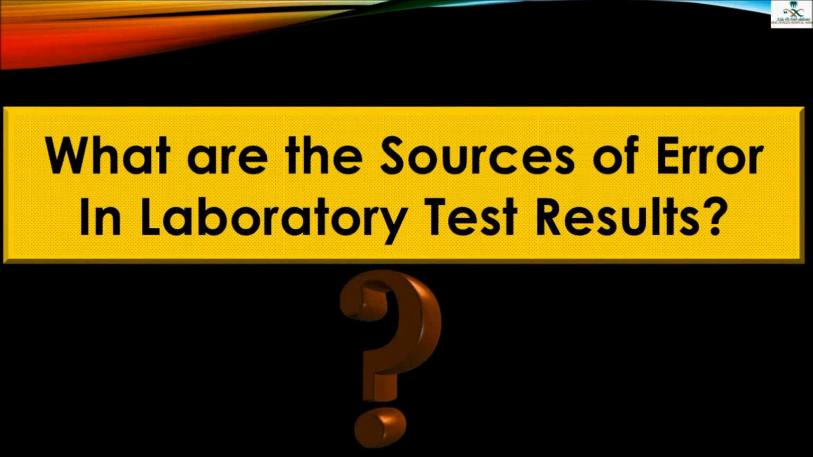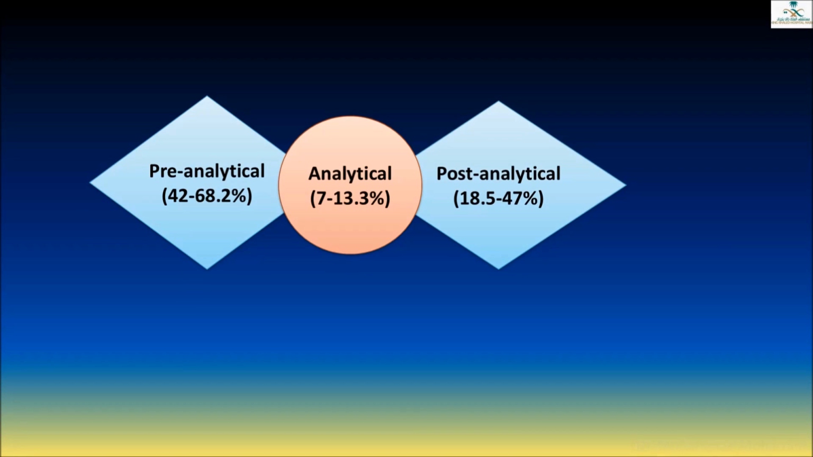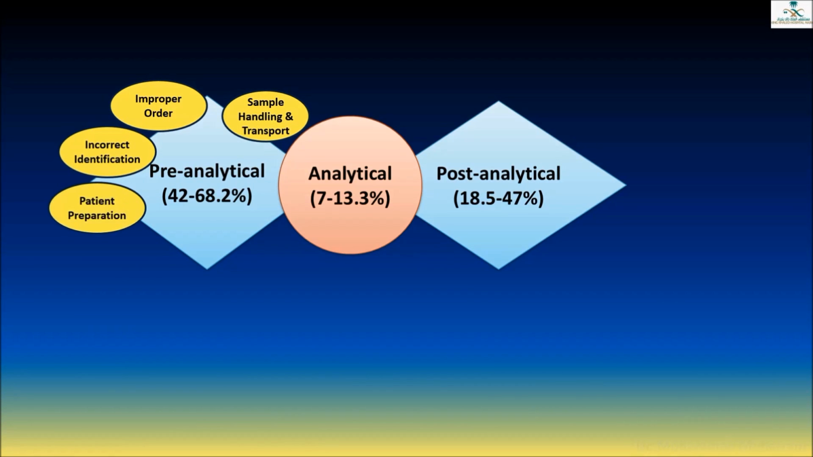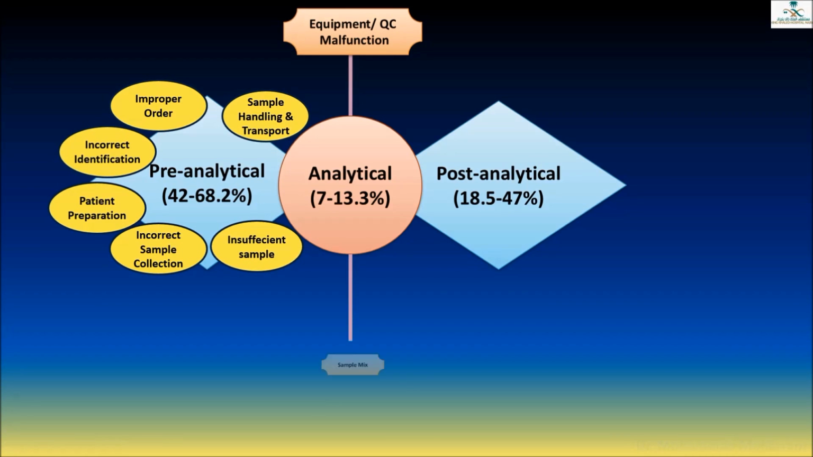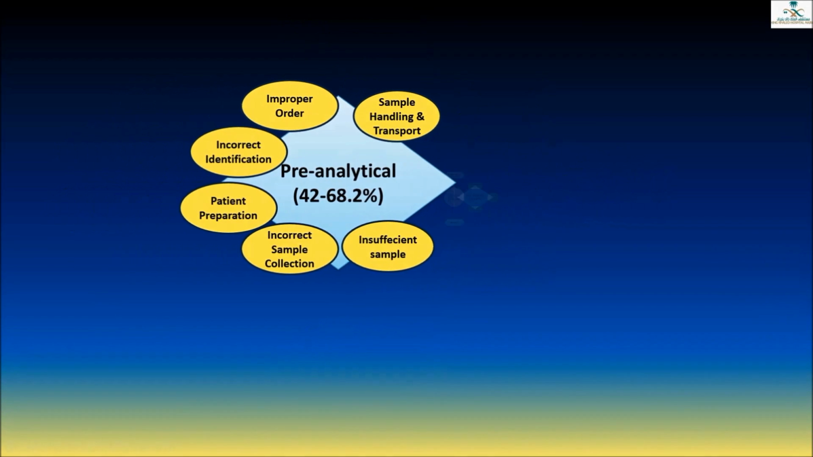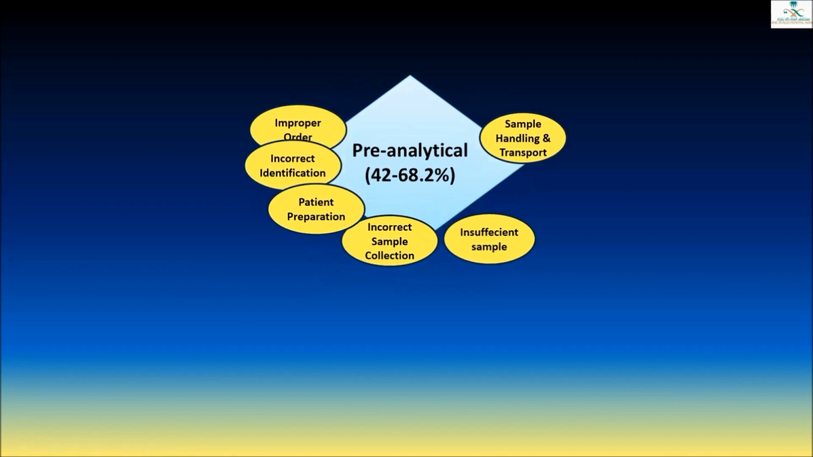What are the sources of error in laboratory test results? The sources of error in laboratory test results are divided into pre-analytical, analytical, and post-analytical. The main source of these errors are pre-analyticals. As you can see in this figure, it may reach up to 68.2% of whole laboratory test errors. Our scope today is how to minimize pre-analytical errors.